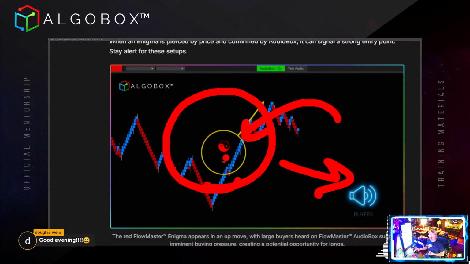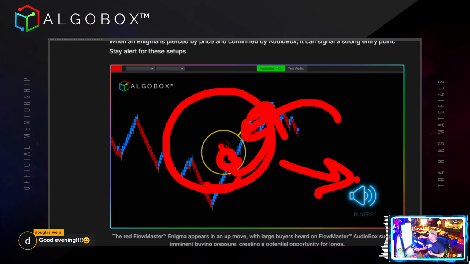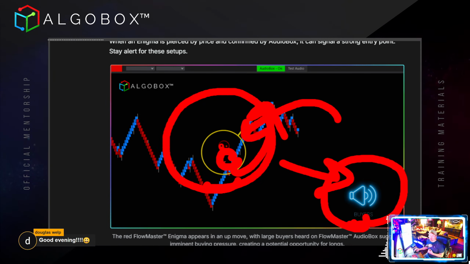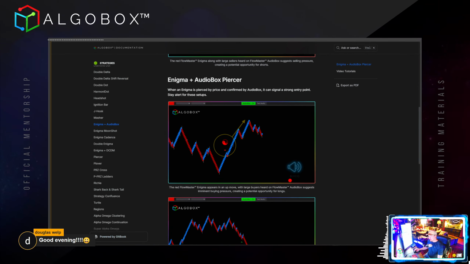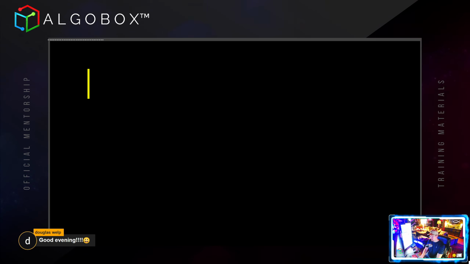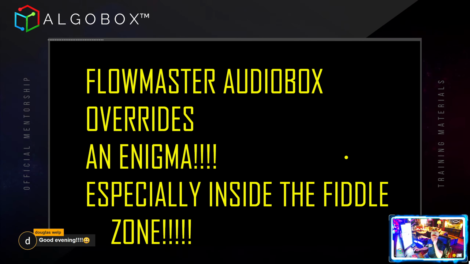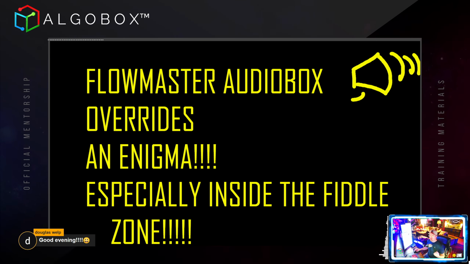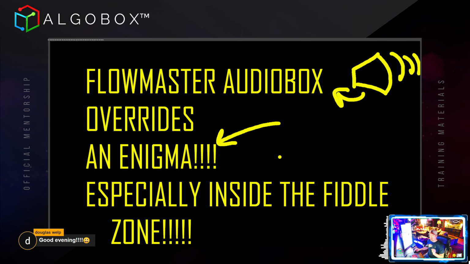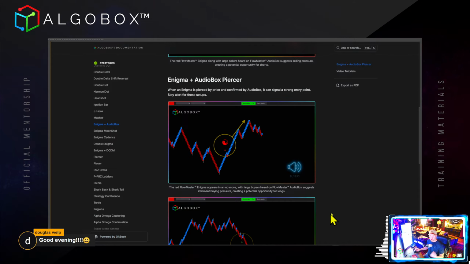Happens a lot, and I love these because I will actually reverse it and look for a piercer play in the opposite direction when the AudioBox is hitting on Enigma. So the short answer for this is, remember, Flowmaster, it is flow. This is what you need to know. That AudioBox, if that's kicking, the sound is going to override the visual of an Enigma, especially inside the fiddle zone. You see those show up? I can take a reversal off of those or skip it. Up to you. If you're not comfortable, this is something you want to take practice on.